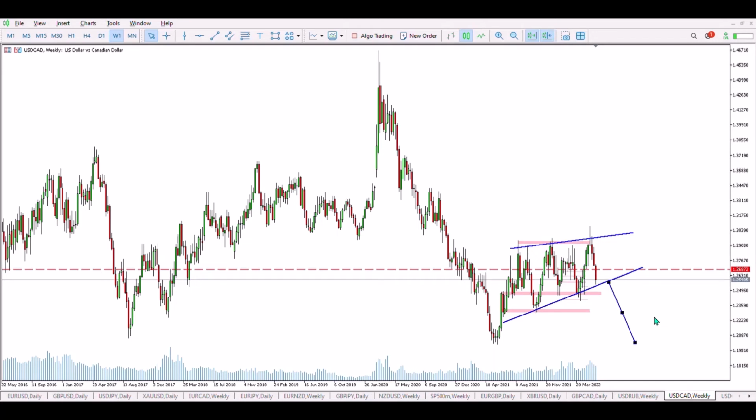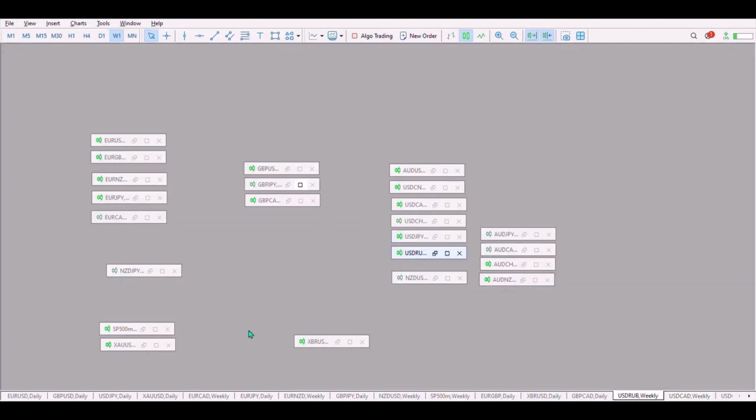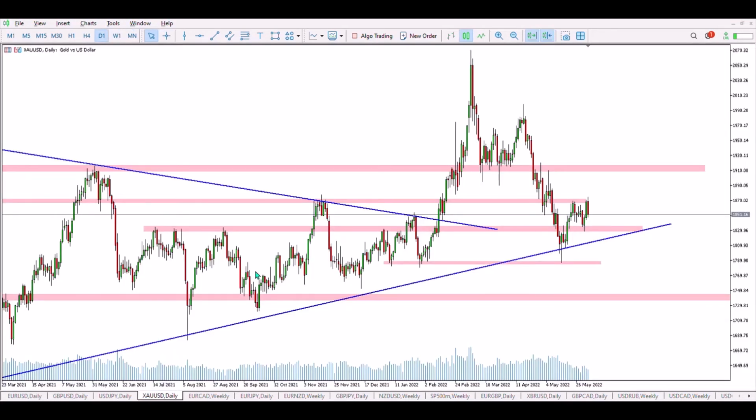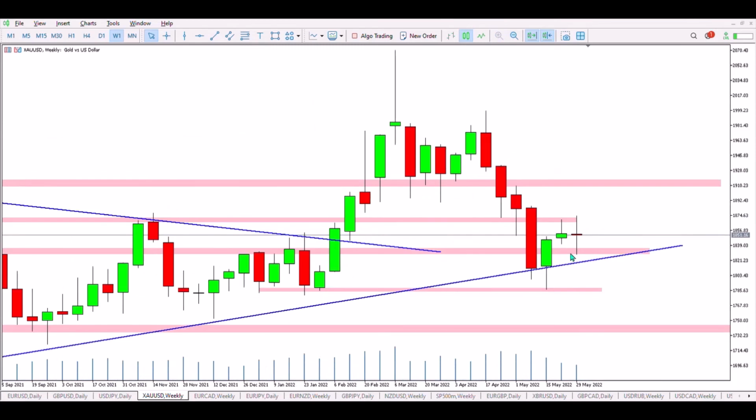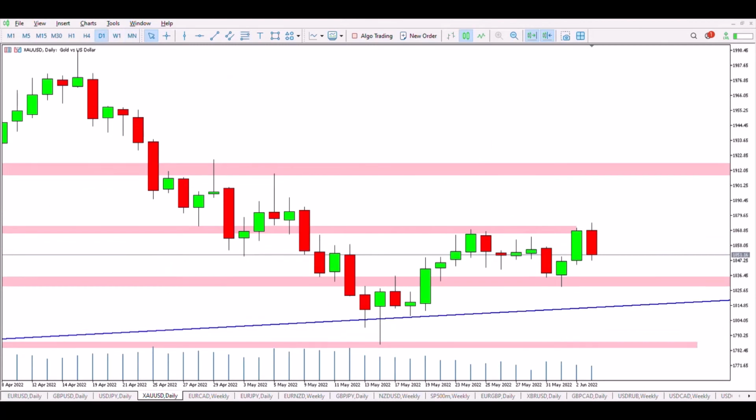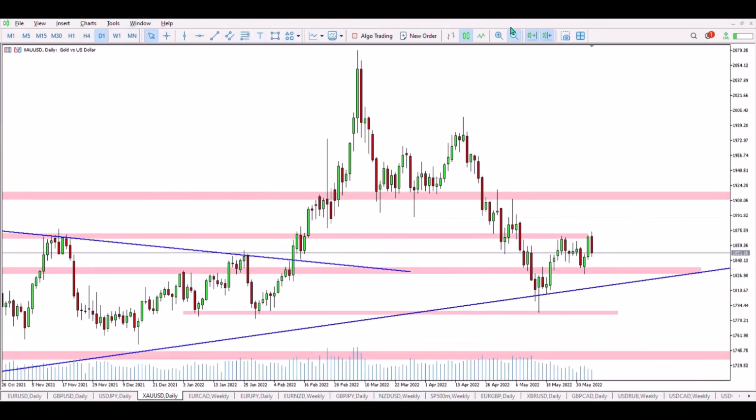Okay, guys, and for now let's close this chart and let's see the gold, because it's very interesting. A little bit confusing on the gold chart, but basically what you have here is a massive downtrend. We still are not going anywhere. We have a little bit of push here, but not strong enough. So let's zoom it out.